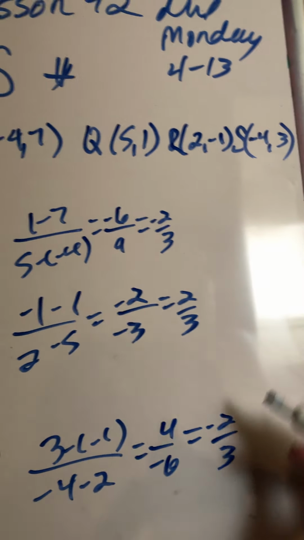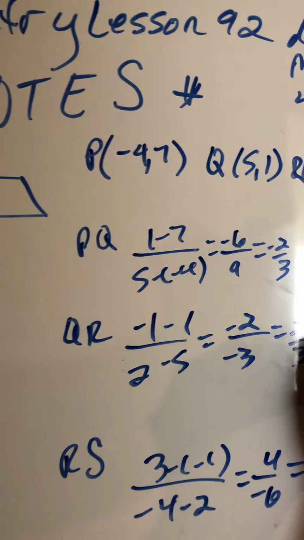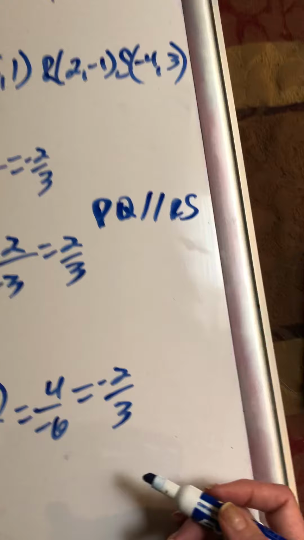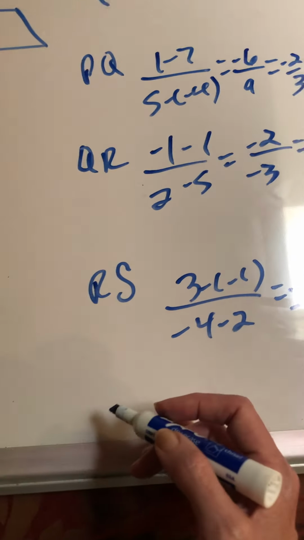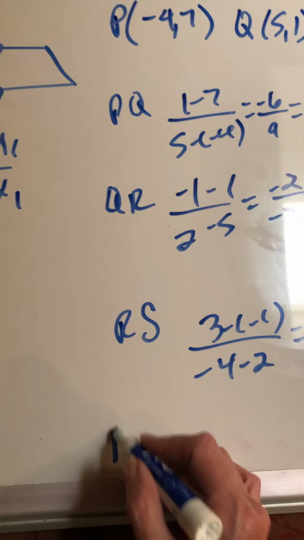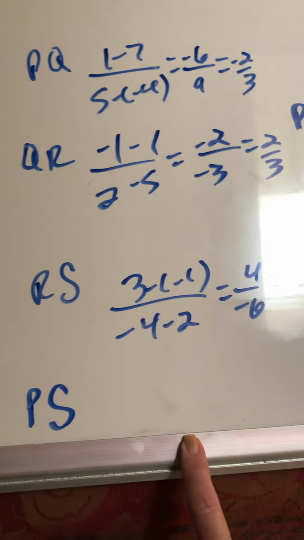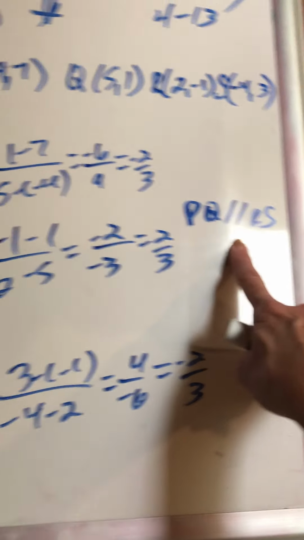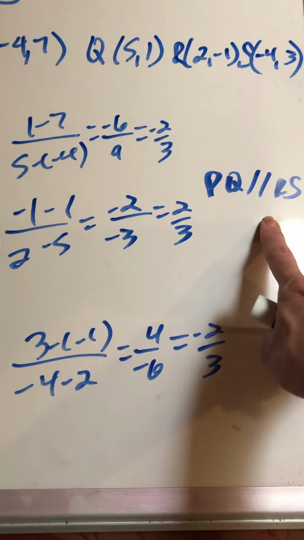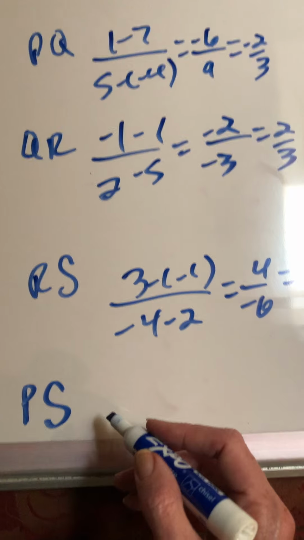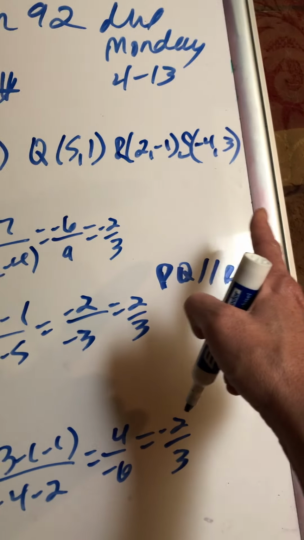Okay, so I've got right now PQ parallel to RS. Now those are the only ones that can be parallel. If I find this last one, if I find PS and it's parallel to QR, then this isn't a trapezoid. I can only have one set of sides parallel, and right now I've got PQ parallel to RS. So now I try PS. So PS is the first point and the last point.